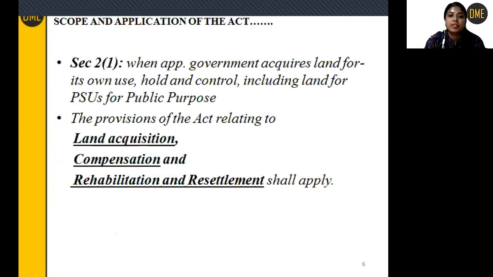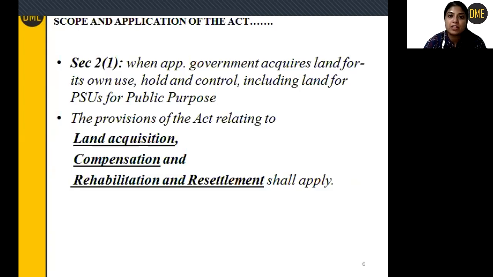So now students, we will discuss in what category, what type of land acquisition, what are the provisions which are applicable. So this is the application. To try to understand the application of the Act, we discussed that section 2 subclause 1 provides where the appropriate government acquires land for its own use, hold and control, including land for public sector undertakings for public purpose. So in such a category, the very first category of land acquisition, the provisions of land acquisition, compensation, and rehabilitation and resettlement shall apply.